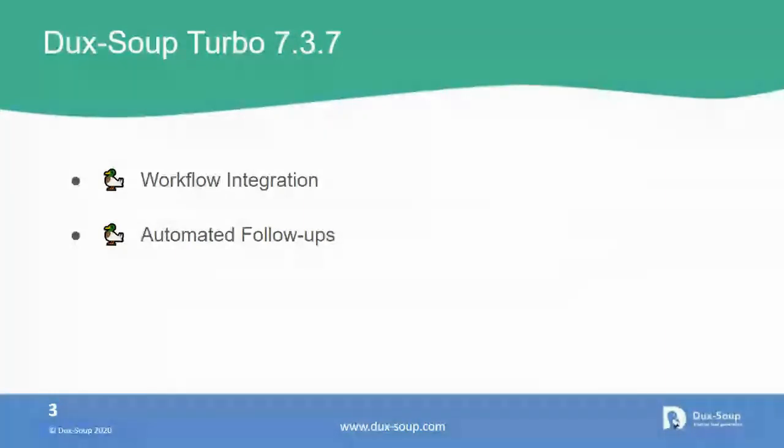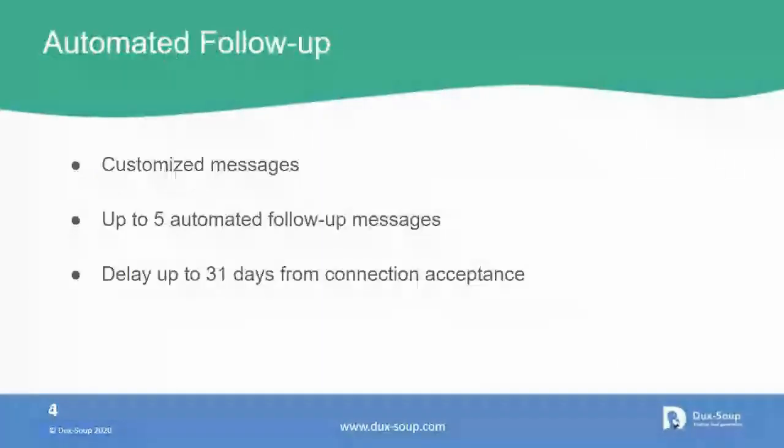When we talk about automated follow-ups, Dux Soup gives you the ability to send automated, customized follow-up messages over a prescribed period of time. So these messages, as I say, can be customized, and you can have a drip feed of up to 5 automated follow-up messages. And you can delay the timescales with each of those messages up to 31 days from the moment the system recognizes the connection acceptance.